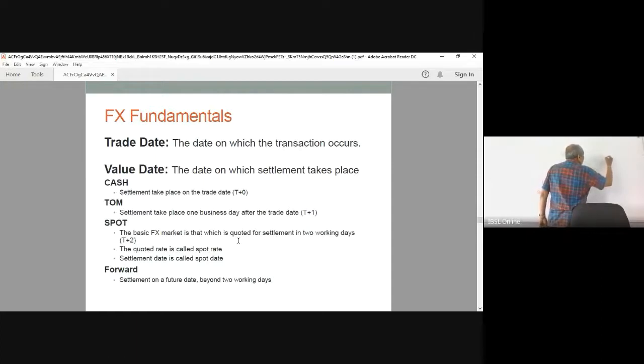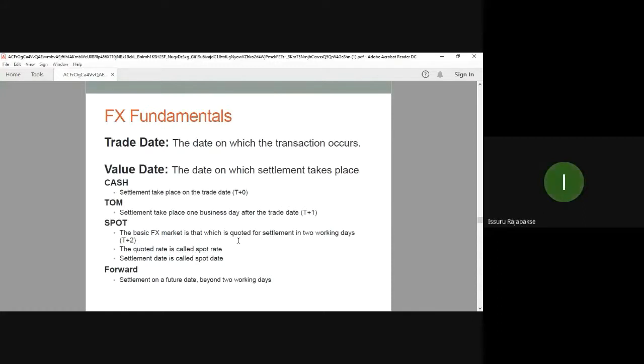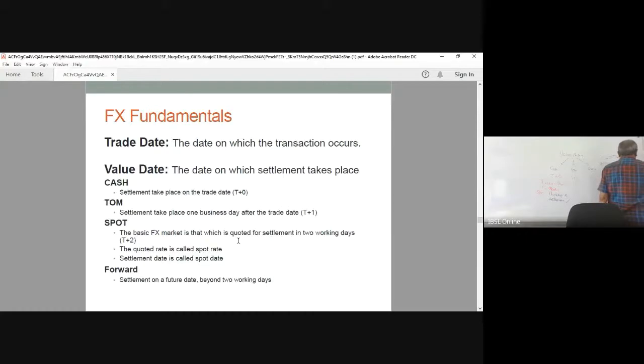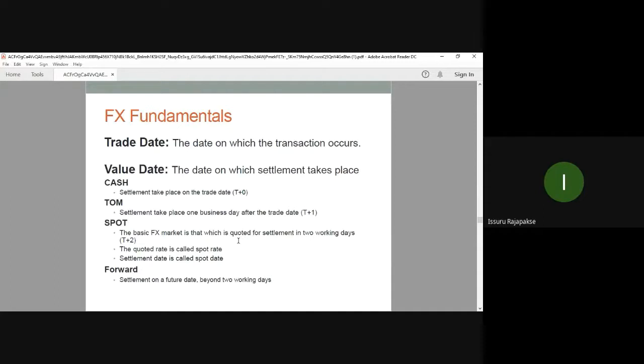If we take an example: transaction date 24th December, Thursday. What is the spot value date? 27th. 27th is Saturday. 28 Monday. 29th Tuesday.